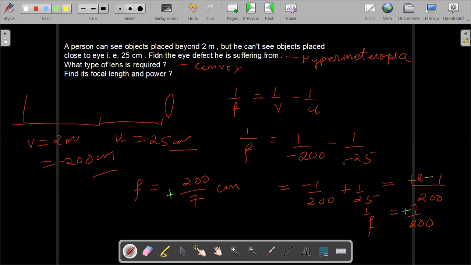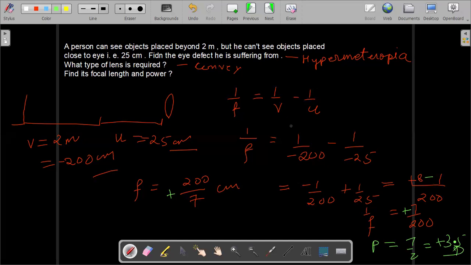Siddhisri, can you tell what will be the power required? Sir, is it 7 by 2? Yeah, it will be 7 by 2, which is the power you will get, plus 3.5 diopters.